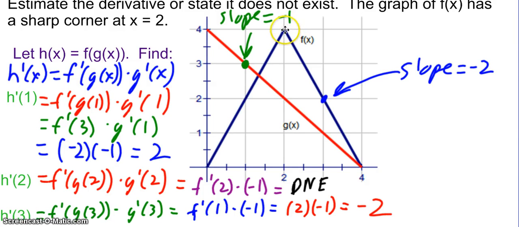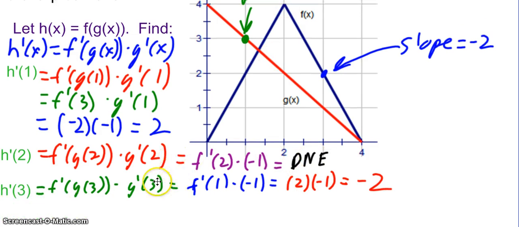So what it's asking, what's the slope at this point? We can't tell, so that does not exist. H prime of 3, f prime of g of 3 times g prime of 3, well, what's g of 3? G of 3 is 1, so then this term becomes, what is f prime of 1? F prime of 1 is positive 2, because the slope right here is positive 2, and then g prime of 3, I already know that that is negative 1, so 2 times negative 1 gives me negative 2. Nice work.